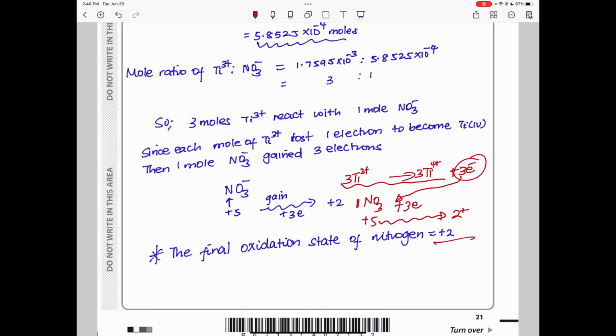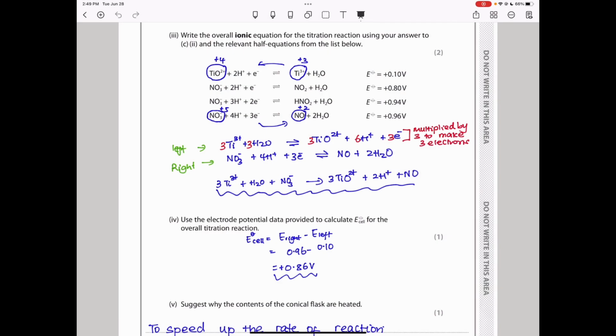Let's continue to the next part. Write the overall ionic equation for the titration reaction using your answer to C2 and the relevant half equations from the list below. So remember, we are looking at titanium 3 being converted to titanium 4 and nitrate being converted to the +2 oxidation state.